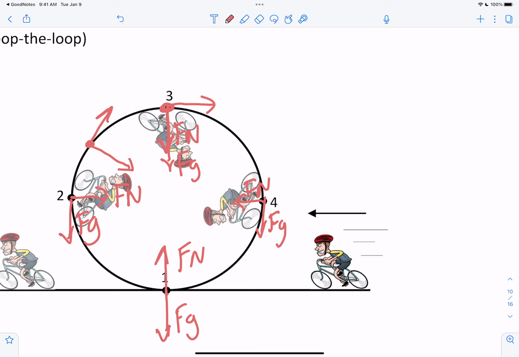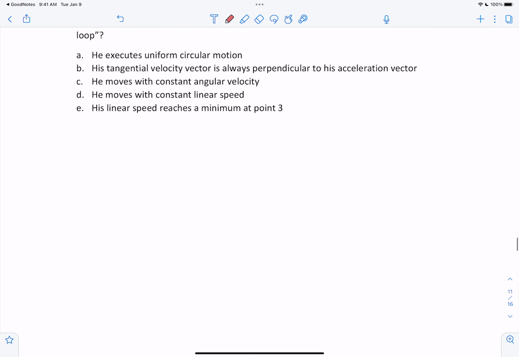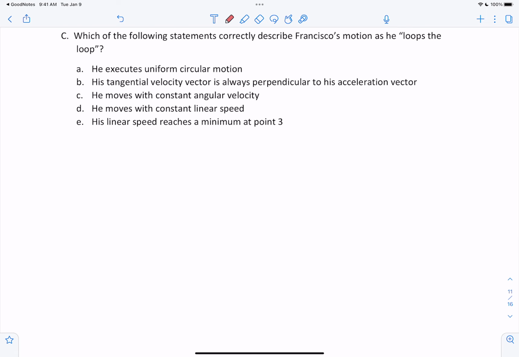So, yeah, his tangential velocity vector isn't always perpendicular to the velocity. And so his tangential velocity vector isn't perpendicular to the acceleration, that's what I meant. And then for C, he moves with constant angular velocity.